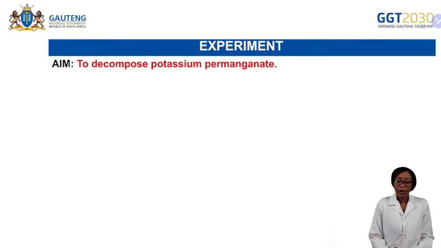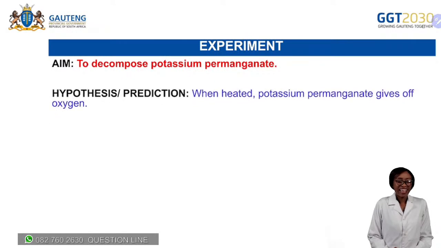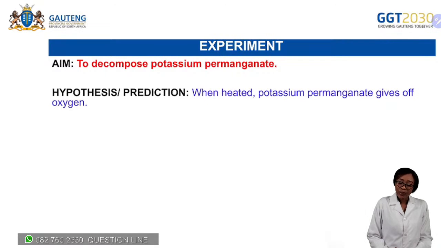So this is the experiment that we're going to conduct today. The aim of our experiment is to decompose potassium permanganate. The hypothesis, or the prediction, is that when heated, potassium permanganate gives off oxygen.